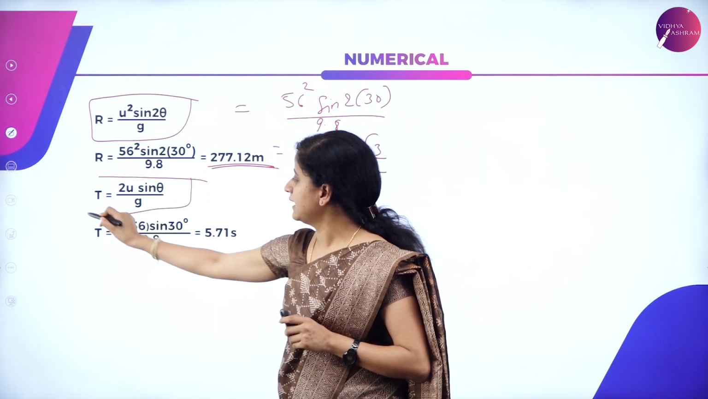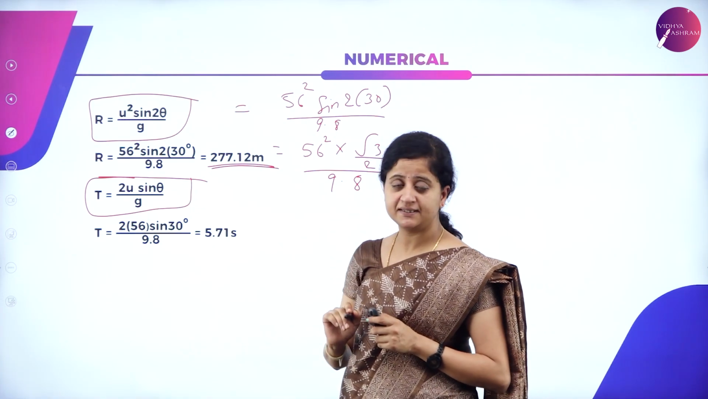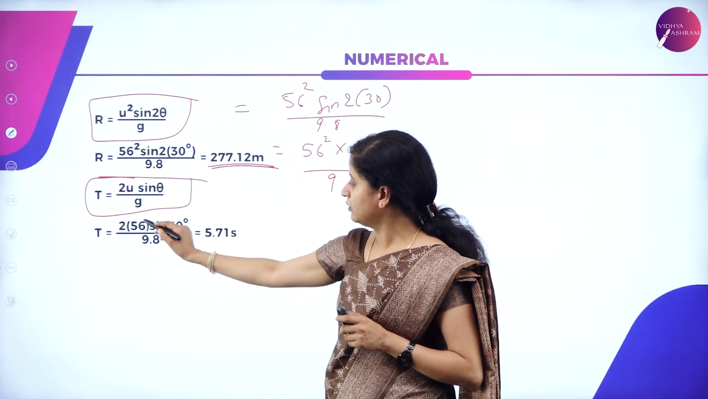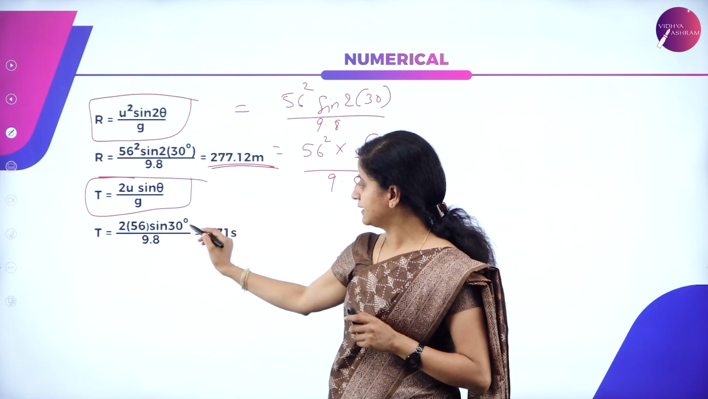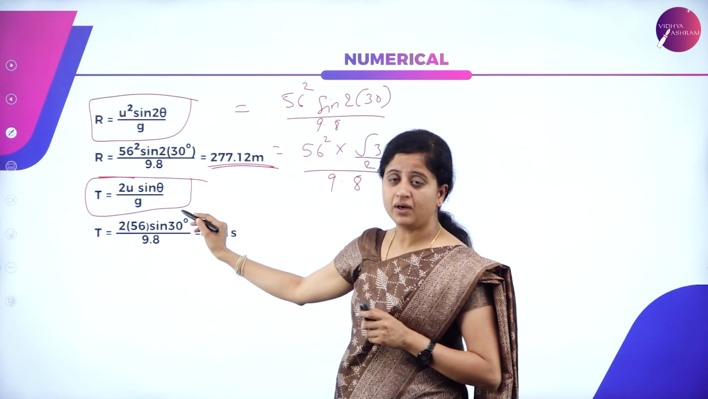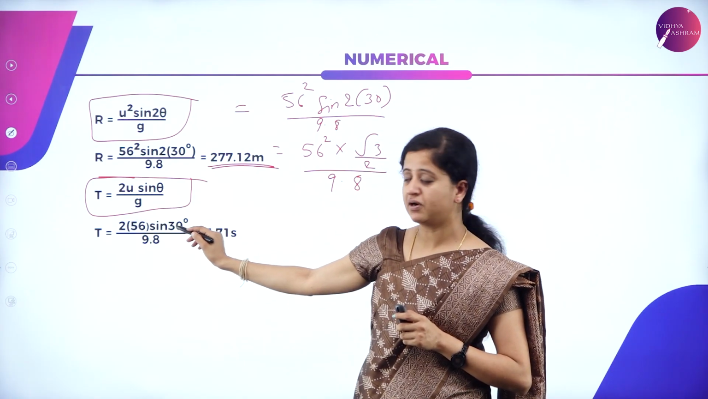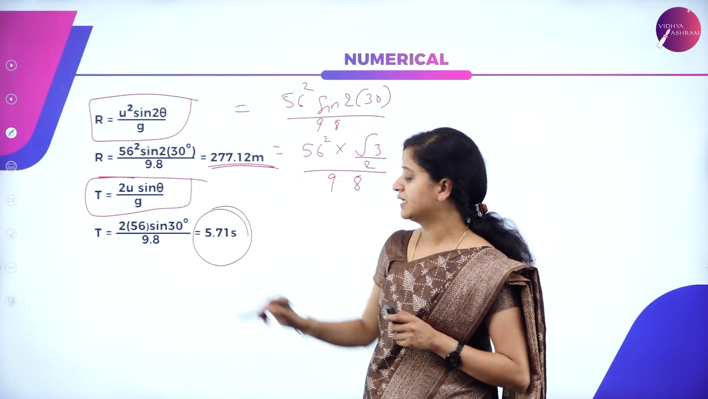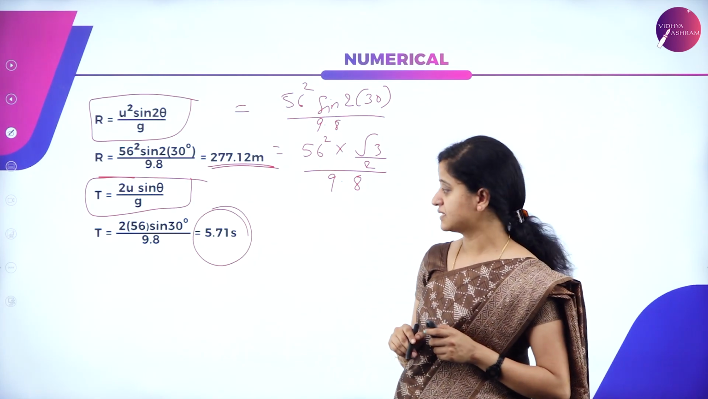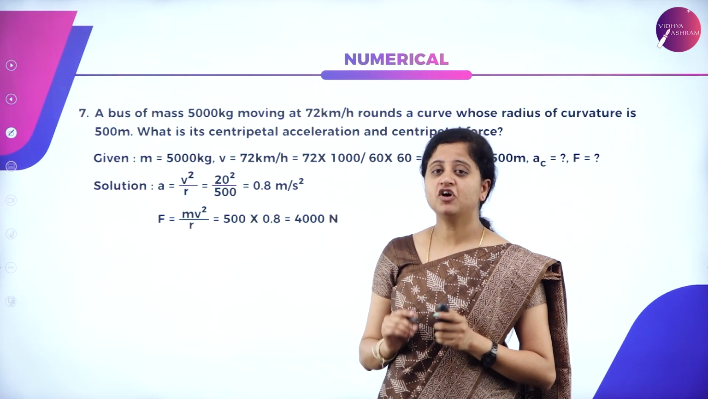Now we have to find out the total time taken by the ball before it hits the ground, that is calculated by the formula time of flight, which is given by 2u sine theta divided by g. So 2 into u value is 56, sine 30 divided by 9.8. Sine 30 value is 1 by 2, that is 0.5. So 2 into 56 into 0.5 divided by 9.8 gives us the value 5.71 seconds, that is the time of flight value. So let's move on to the next one.